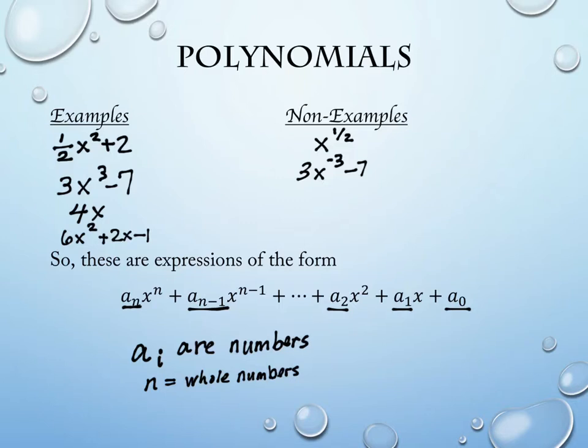You also can't have things like a square root. That's not one. No square roots. Square roots are not polynomials.